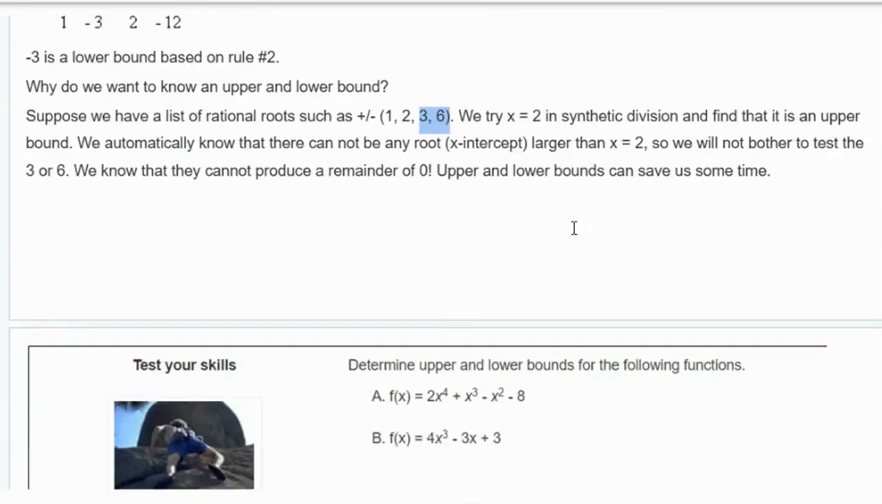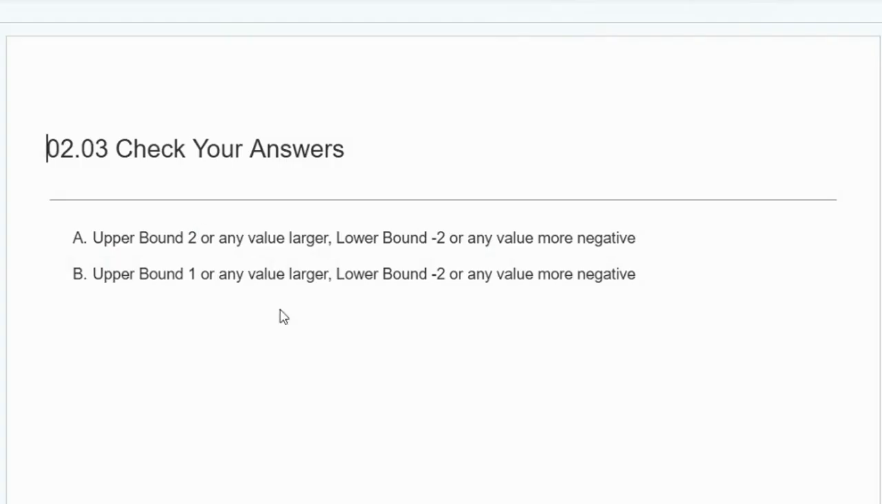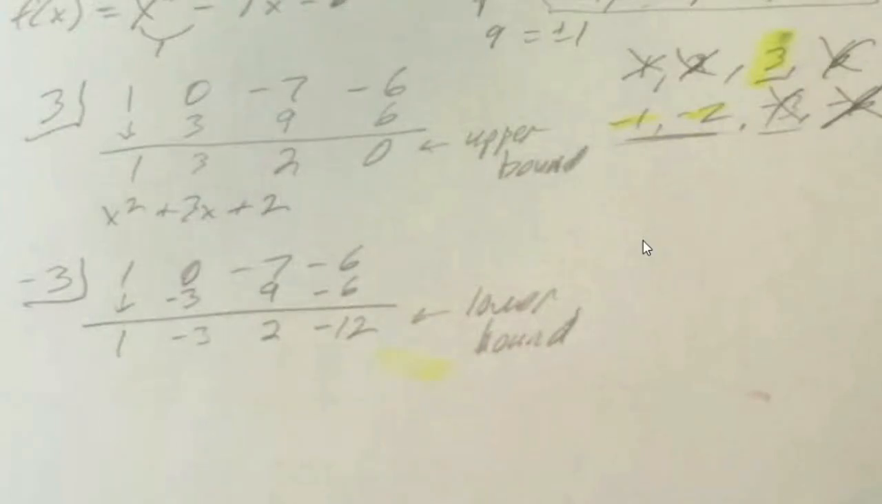So a lot in this lesson. This is find the upper and lower bounds. And you can check your answers right here, going through there. And there could be more than one lower bound or upper bound.